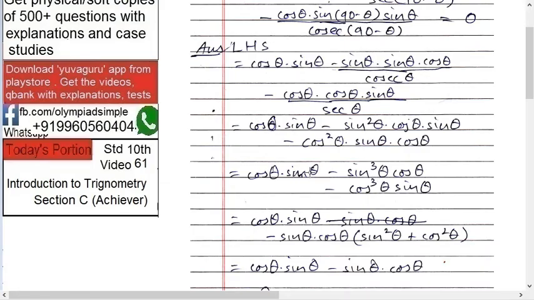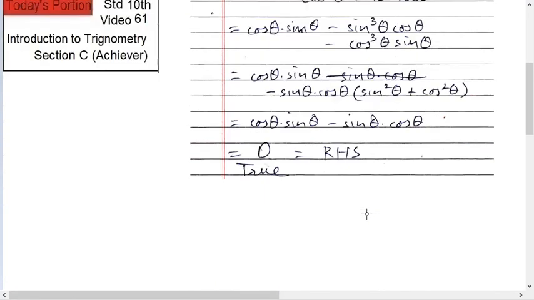See this third term. So what it becomes? Cos square theta into sin theta into cos theta. Right? Cos square means this cos square and this cos now again came up. So what does it become next? Cos theta sin theta as it is and this becomes minus sin cube theta cos theta minus cos cube theta sin theta. Right? Okay. Move on.